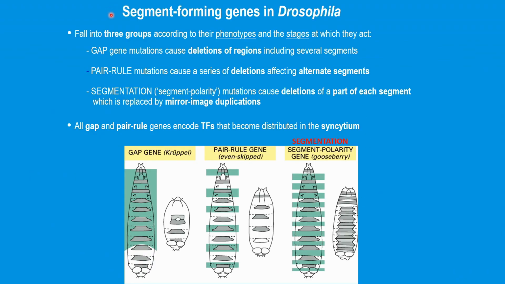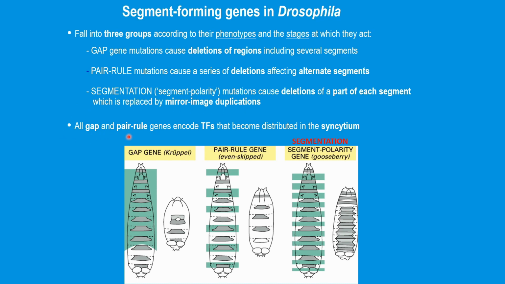So what genes are important for segment forming in Drosophila? Well, right from the start, there are 3 groups of genes that are grouped according to their phenotypes and the stages at which they act. In the beginning, we have the gap genes, where mutations cause deletions of regions, including several segments. We have the pair rule genes, where mutations cause a series of deletions affecting alternate segments. And then we have the segmentation genes, or segment polarity genes, whose mutations cause deletions of a part of each segment, which is replaced by mirror image duplications.